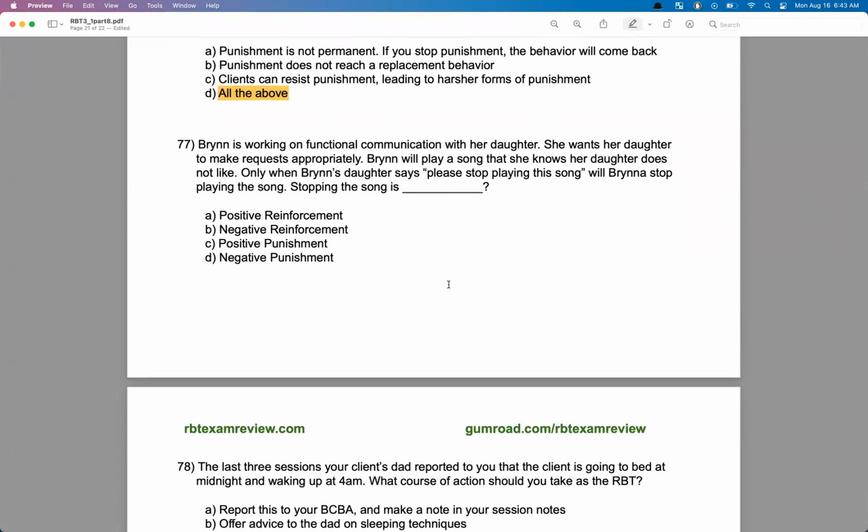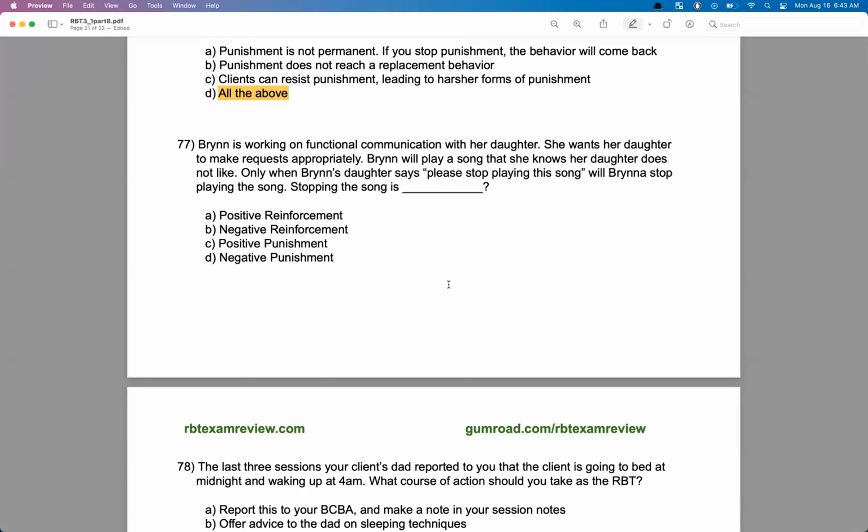77, Bren is working on functional communication with her daughter. She wants her daughter to make requests appropriately. Bren will play a song that she knows her daughter does not like. Only when Bren's daughter says, please stop playing this song, will Bren stop playing the song. Stopping the song is what?